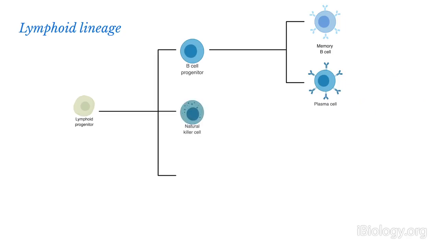Natural killer cells are cytotoxic cells of the innate immune system. They detect virus-infected cells and kill them. T cells arise from a common progenitor.